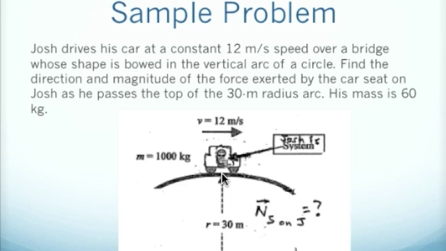And this is from the PTPA textbook, chapter 4, example 4.4. So over here we see that we have this nice arc that represents the top of the circle.